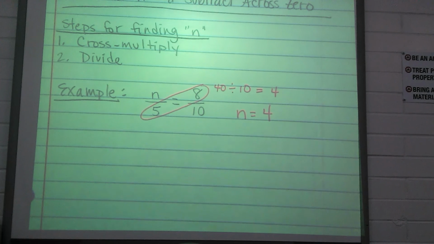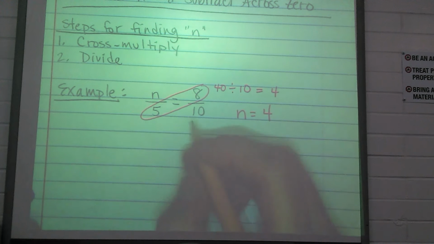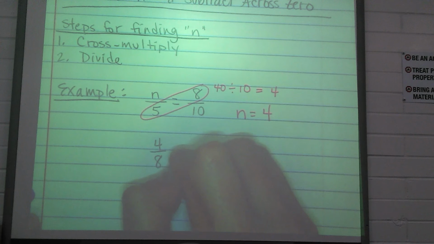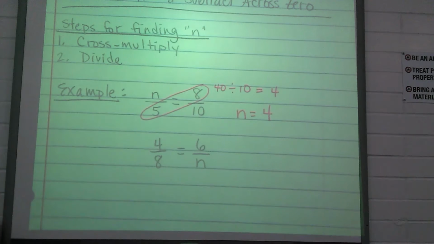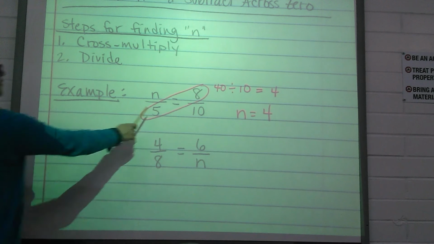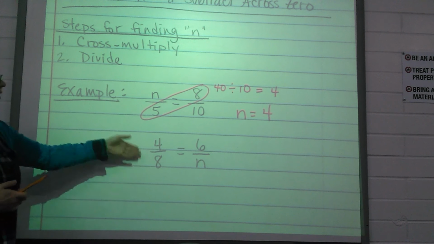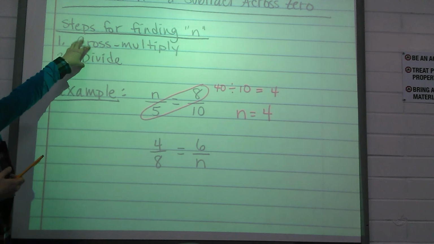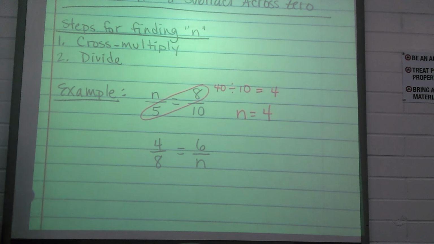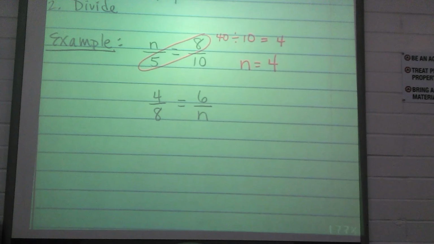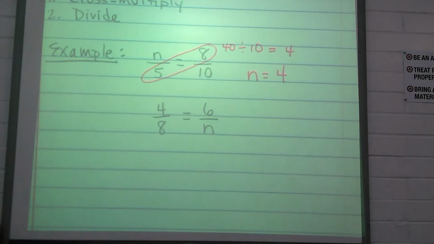Okay, let's do one more example. 4 over 8 equals 6 over n. See, now if you thought in the last example, oh, 5 times 2 equals 10, so I know 4 times 2 equals 8, n is 4. Well, that's not going to work for this problem. That's why you need to be able to know how to do it this way as well. Okay? Move this down a little bit. Sorry, I know this gets kind of shaky on your screen. I'm not trying to make you guys math sick with these notes.